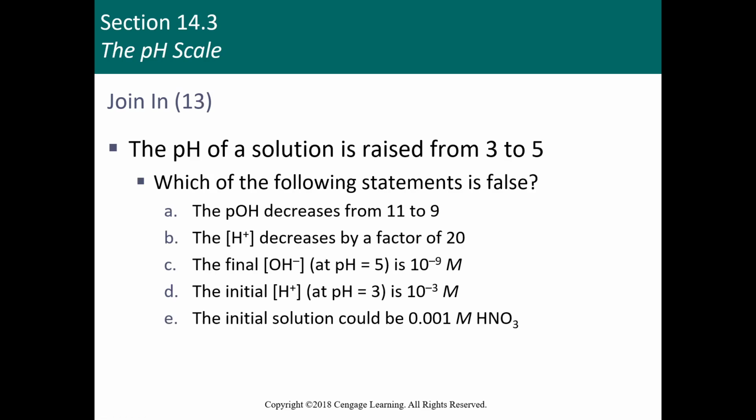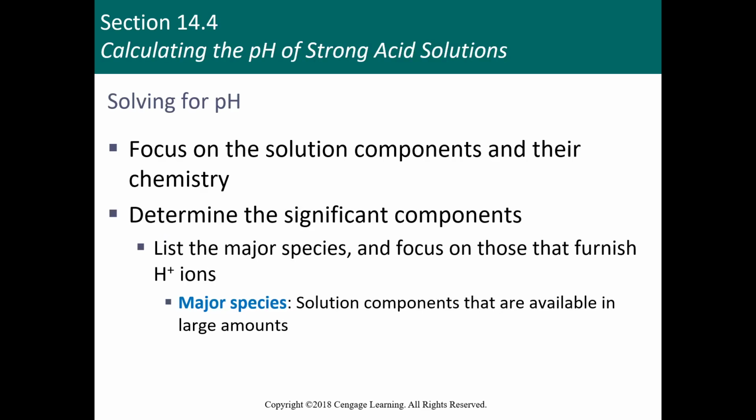So the pH of a solution is raised from 3 to 5. Which of the following statements is false? Well, the pH decreases from 11 to 9. Of course, you just take 11 plus 3, 14, 9 plus 5, 14. That's true. H plus decreases by a factor of 20. Wait a second. These are times 10, right? Every time you do this. So changing two units would give you a 100 times difference, not a factor of 20. And so that has to be the wrong one right there.